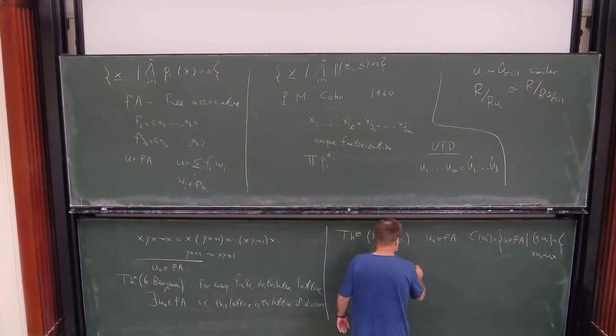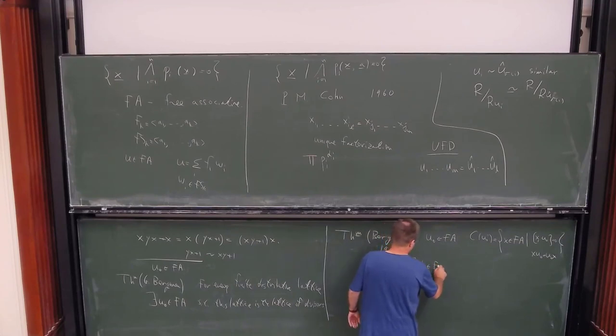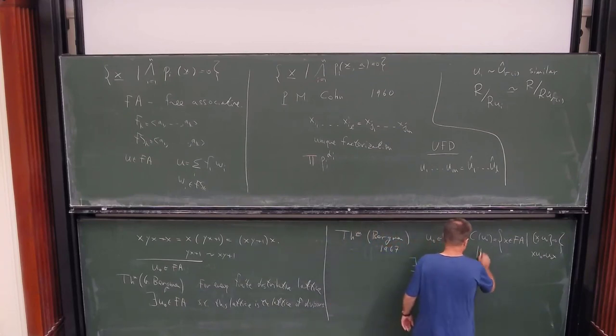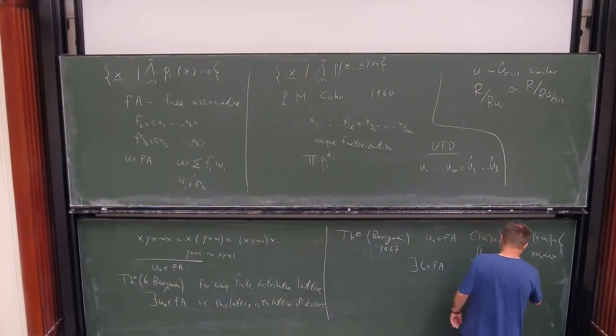So what he proved is that there exists another element, T0, in FA, which can be viewed as some sort of generalized root of this element, in general. And this centralizer is equal to, it's really the polynomials in one variable in this T0, where you go over all polynomials f of x.